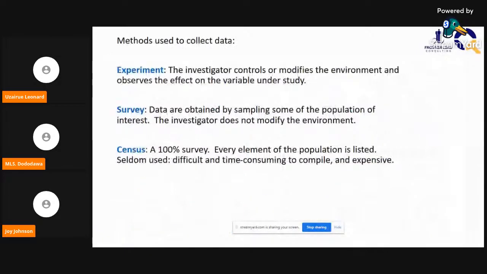Okay. So basically, just look at the methods that you can use to collect your data. The first one is experiment. For those of us that are in science, you have to go to the laboratory and do a whole lot of study and experiment. Then the next one is survey. Data are obtained by sampling some of the population of interest, and the investigator does not modify the environment.